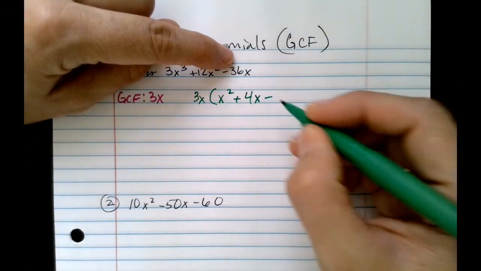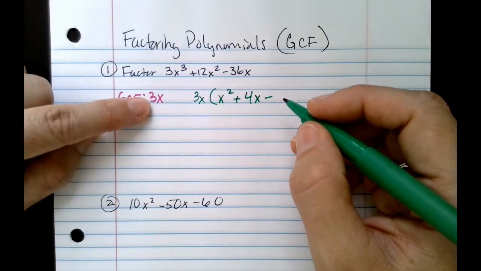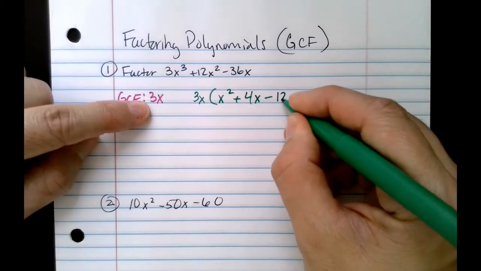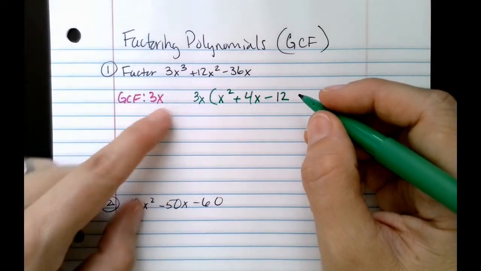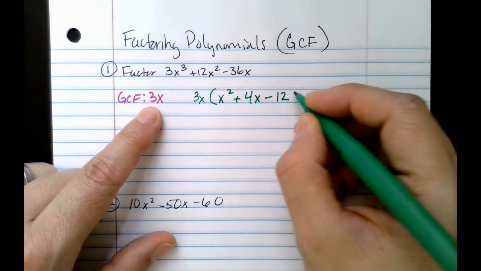Lastly, I have a negative 36 here, but I'm factoring 3 out. 36 divided by 3 is 12. And it has only 1x. So when I take this x out, it's gone.